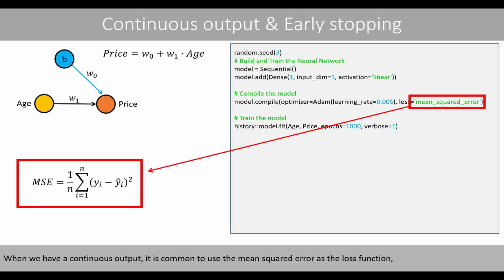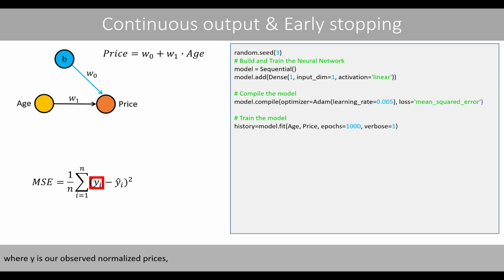When we have a continuous output, it is common to use the mean squared error as the loss function, where y is our observed normalized prices, and y hat is the predicted normalized prices by the network.